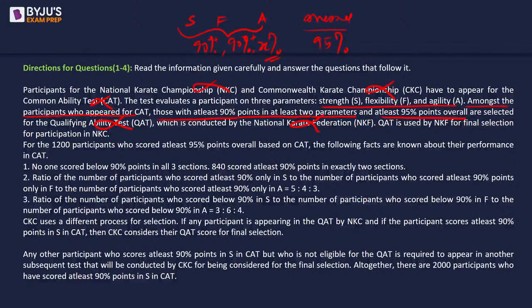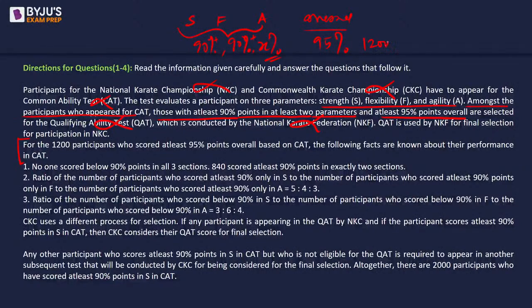Now how to calculate overall, that is not mentioned. Is it the average? Is it the sum? कुछ ऐसा नहीं given है. They may have different weights. So we can't say that we can take the simple average and that's the overall unless and until they mention it. Next, it says for the 1200 participants who scored at least 95% overall.